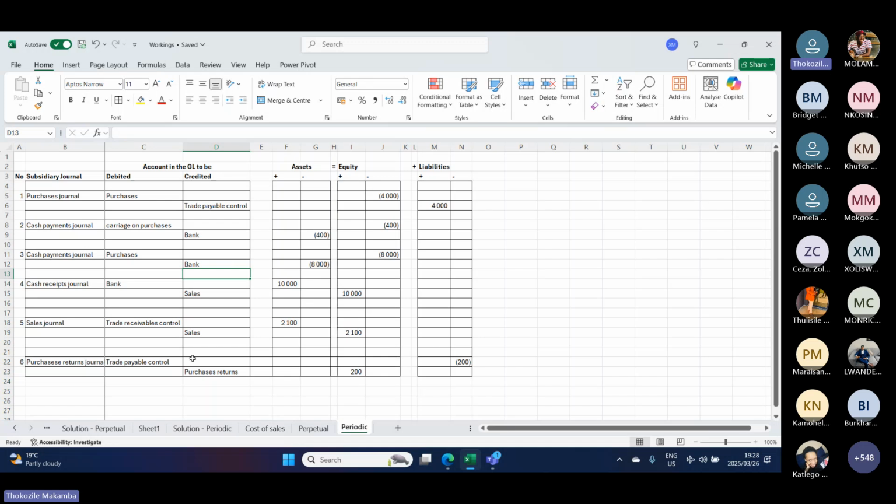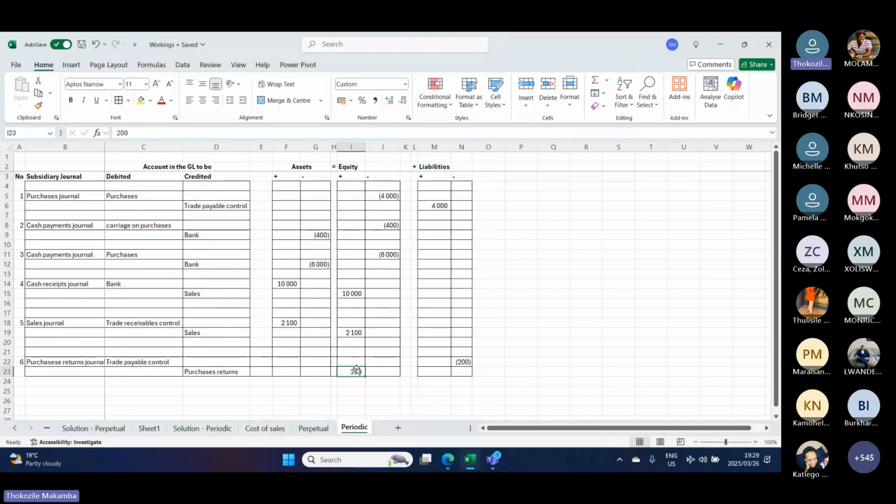Okay, remember, you are returning an inventory item back to your supplier. You owed your supplier 200 rand. You no longer owe your supplier 200 rand, right? Your liabilities are now decreasing by 200, right? That's what this is representing, right? So yes, it's a debit to trade payables control, but what I'm showing here is that your liability is going down by 200 rand, right?